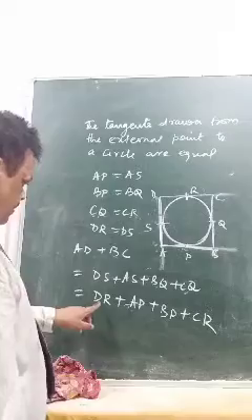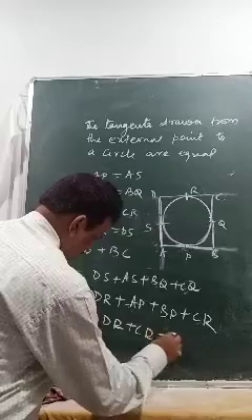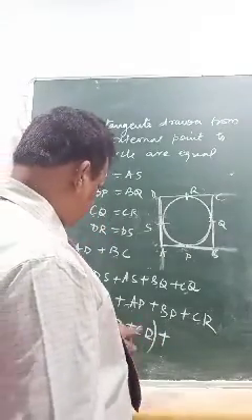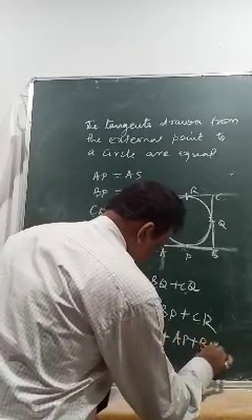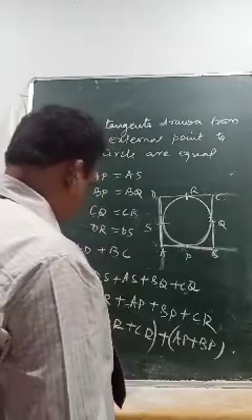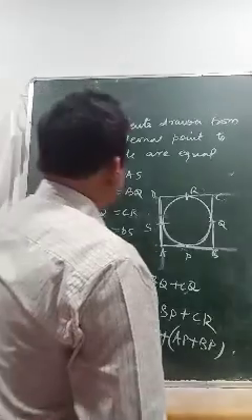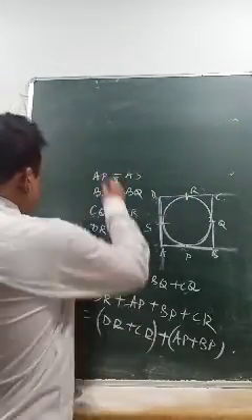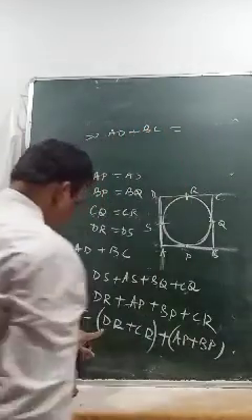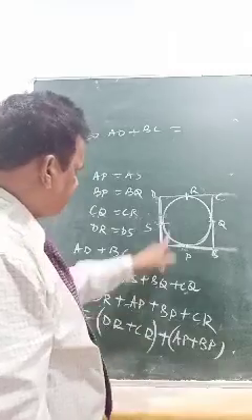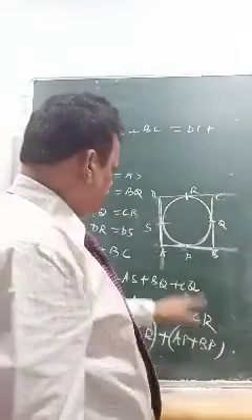Then what will you get? DR, CR together. Keep AP plus BP together. What is DR plus CR? DR plus CR, DC. So you get, so now implies AD plus BC, right side became DC plus AP plus BP is AB.